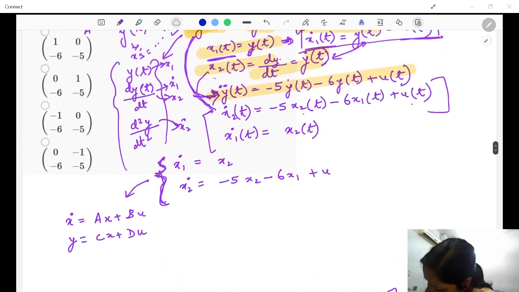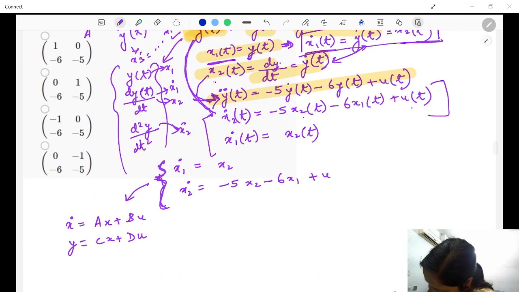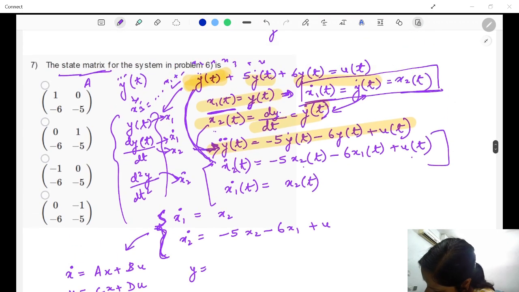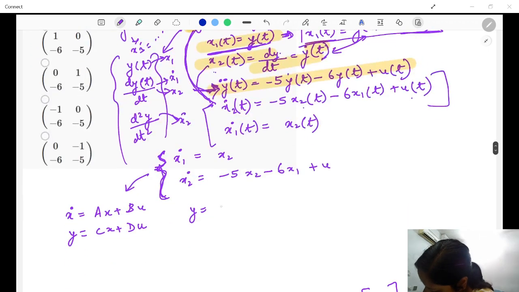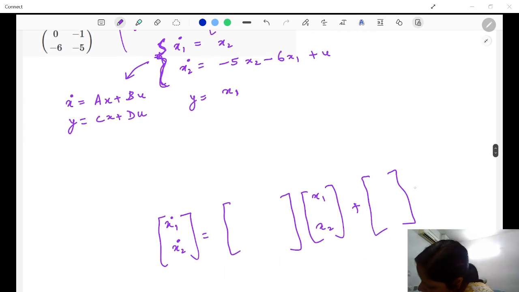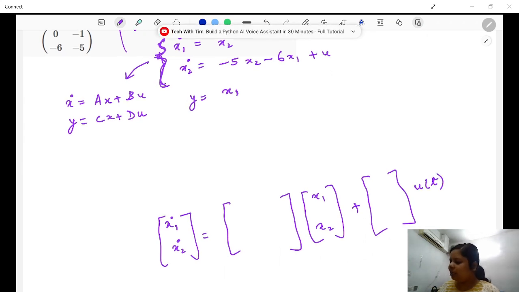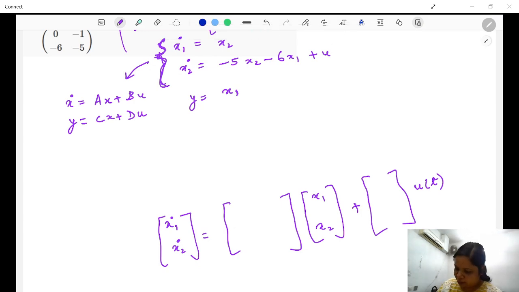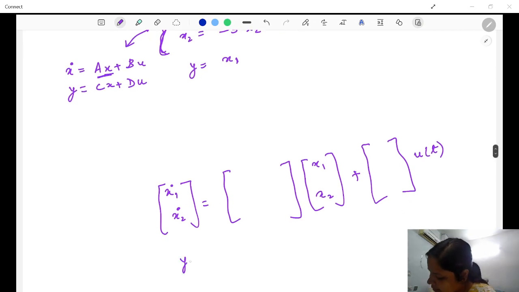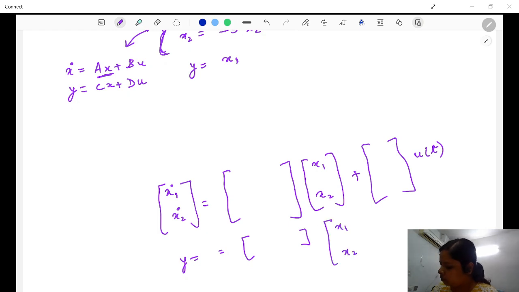I missed another equation here, that y here is equal to x1. So you get the equation of x1 dot is equal to something, y is equal to something. We want to write it in this way, that x1 dot is equal to something into x1 x2, plus something into u. y is equal to something into x1 x2 plus something into u. Okay.